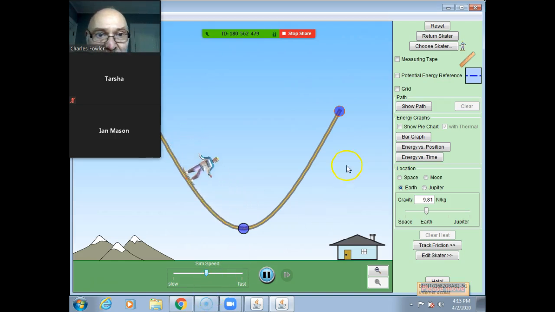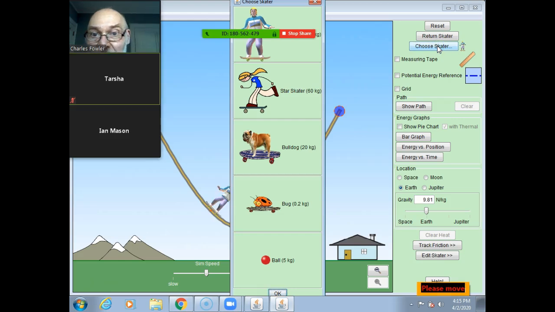Then choose a skater. So come up here to the top, and it says choose a skater. You see where I am? Upper right? See my cursor? Yes. Okay, choose a skater. Now you can choose any one you want. You got 5 to choose from. You got the fat skater, that's the physics something another. Here's the star skater, the bulldog, the bug, and the ball. The ball should be between the bug and the bulldog.